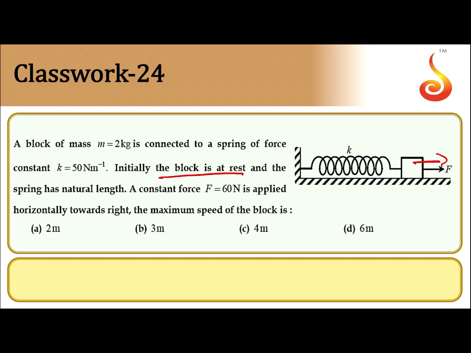Now, when this force is applied, when a constant force is applied, there is an elongation. What is that elongation equal to? This is given by F divided by K. What is that? 60 divided by 50, that is 1.2 meter, or 6 divided by 5, 1.2 meters. Now we can use the conservation of energy.